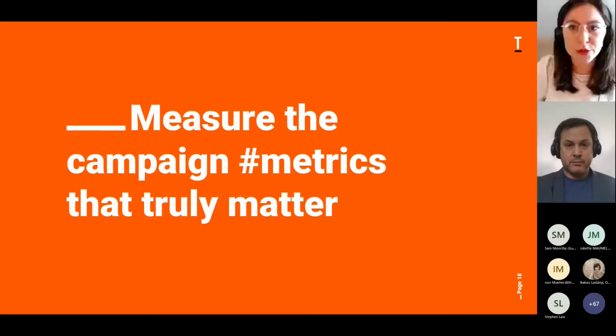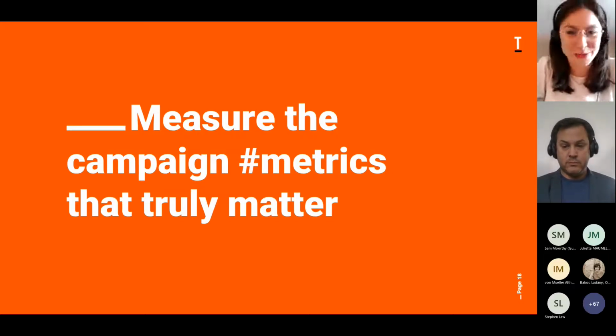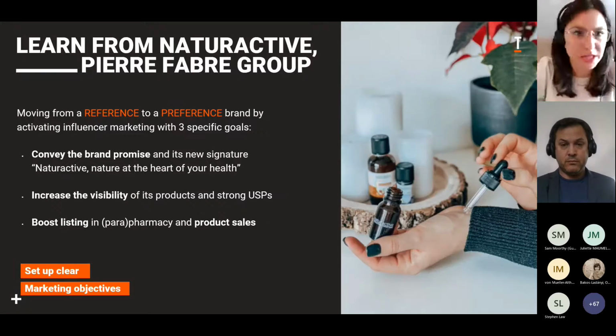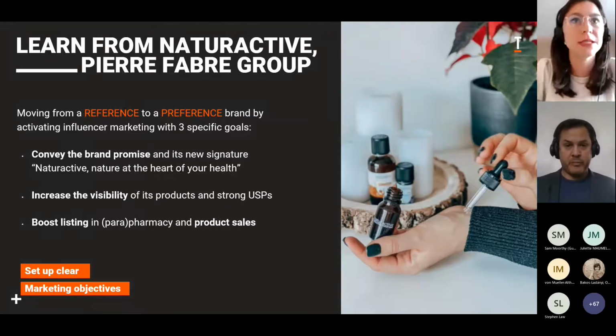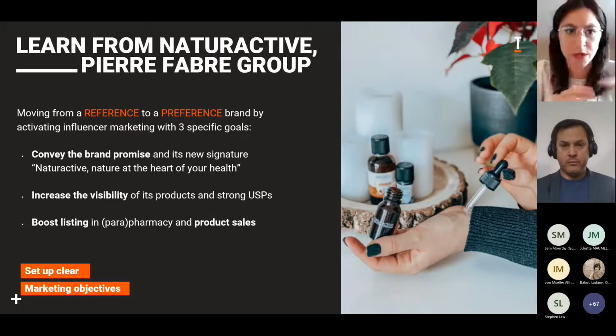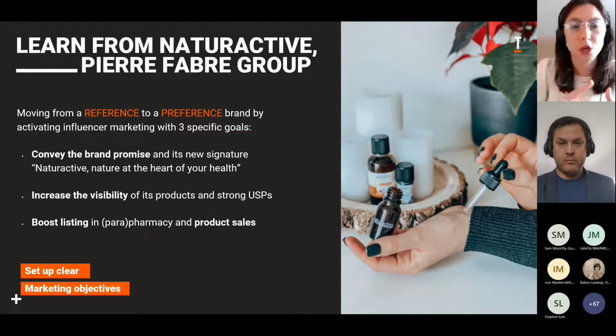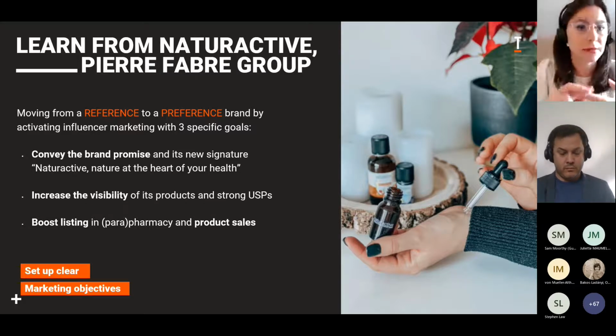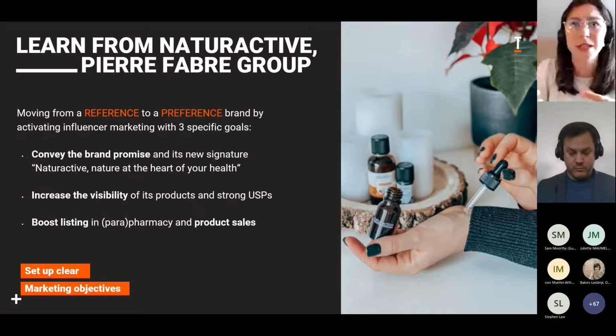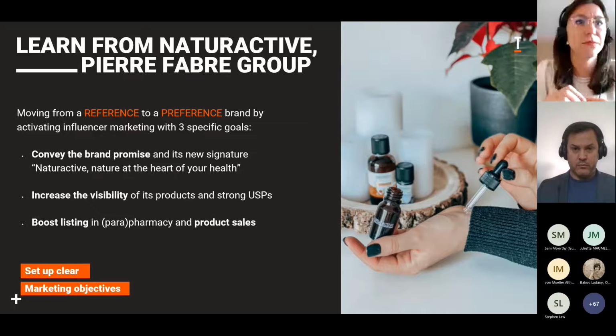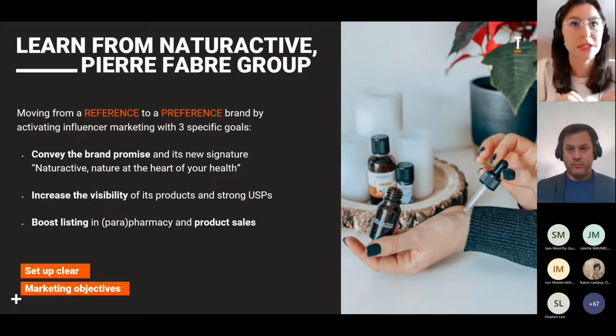And indeed, talking about measurement, so measuring the campaign metrics that truly matter is another best practice coming from actually Naturactive, so a Pierre Fabre Group brand. So here is another French case study. So a bit of a context for this brand. They were transitioning from a reference to a preference brand, and that had three specific goals. So first, conveying the brand promise, increasing their visibility overall and emphasizing their strong USP. And finally, business-wise, boosting listings in parapharmacies and also, of course, boosting their product sales.